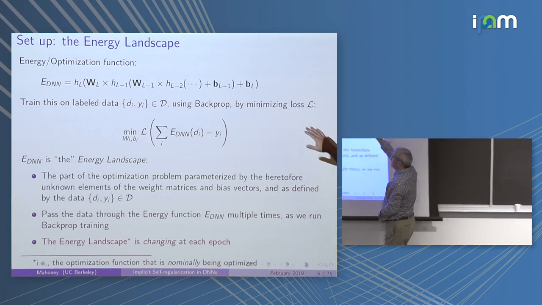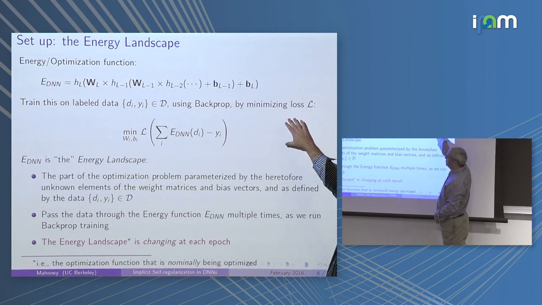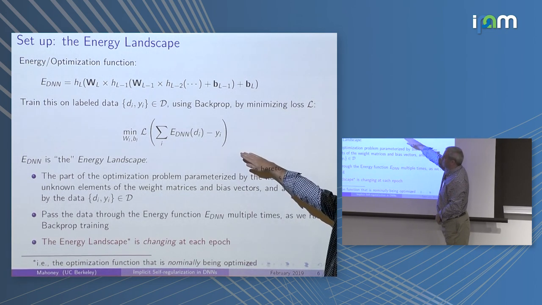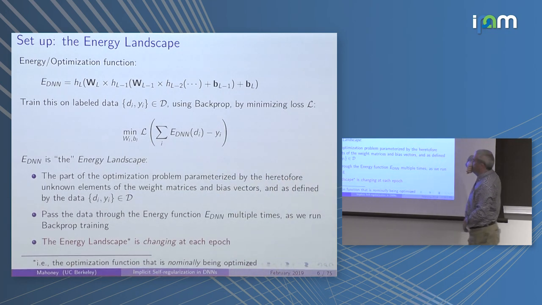And this is, you know, many layers. This is the iterated map for many layers. You train this on labeled data. This is the usual MO, using backprop, by minimizing an error. You push the data through, you get some errors, you push the error back.